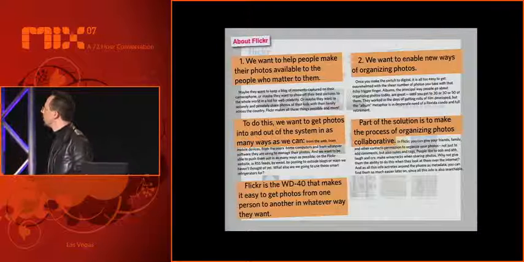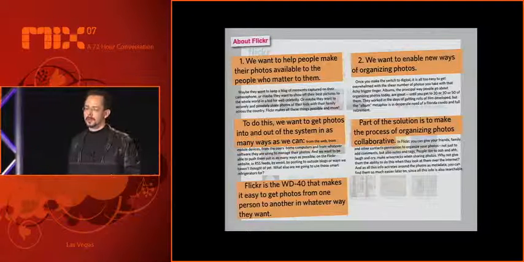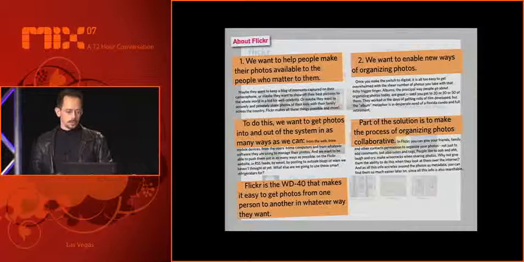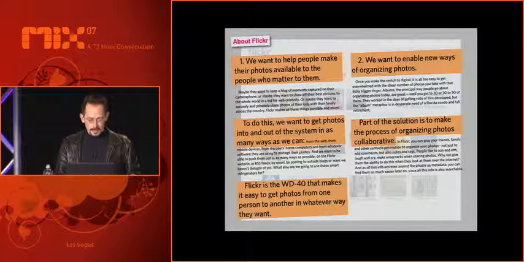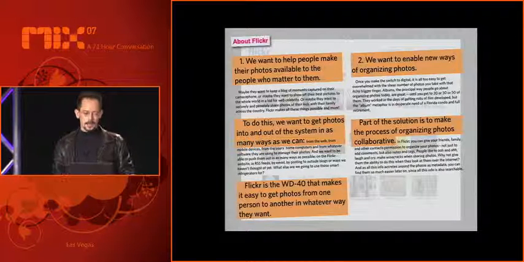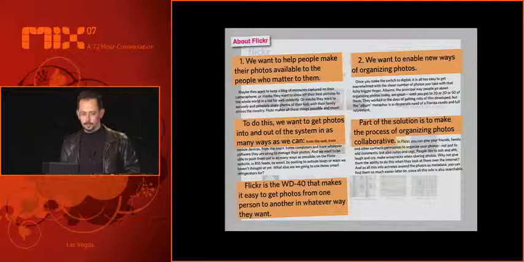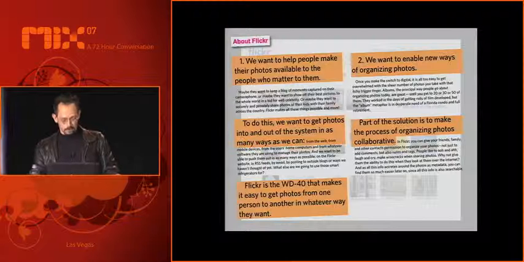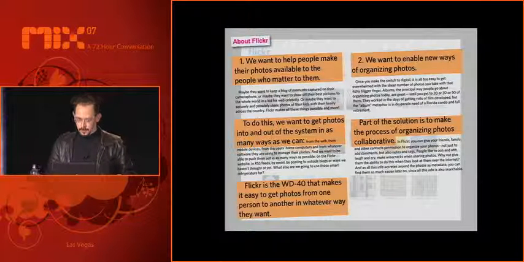Here's what they say about their product. We want to help people make their photos available to the people who matter to them. To do this, we want to get photos into and out of the system in as many ways as we can. Flickr is the WD-40 that makes it easy to get photos from one person to another in whatever way they want. We want to enable new ways of organizing photos. Part of the solution is to make the process of organizing photos collaborative.